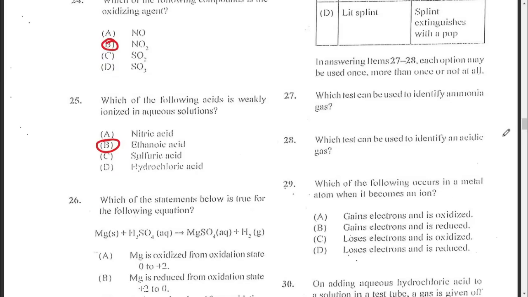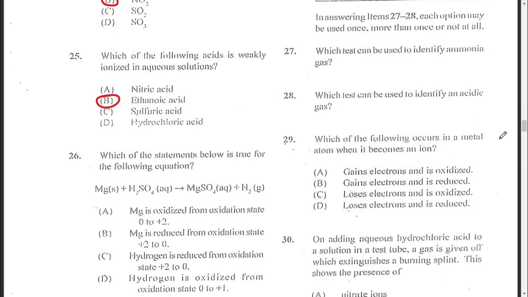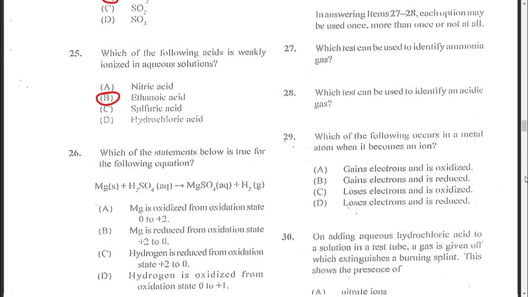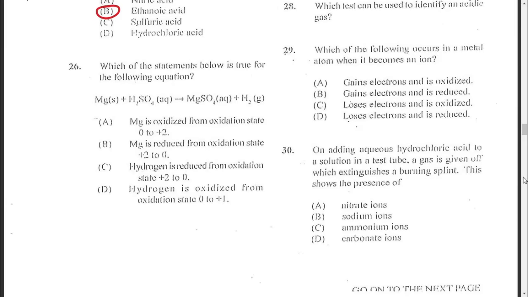26. Which of the statements below is true for the following equation? Magnesium is oxidized from oxidation state 0 to +2. Magnesium is reduced from the oxidation state +2 to 0, or hydrogen is reduced from oxidation state +2 to 0. D. Hydrogen is oxidized from oxidation state 0 to +1.